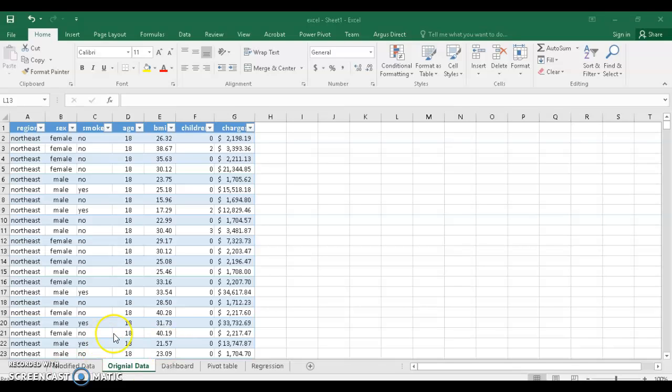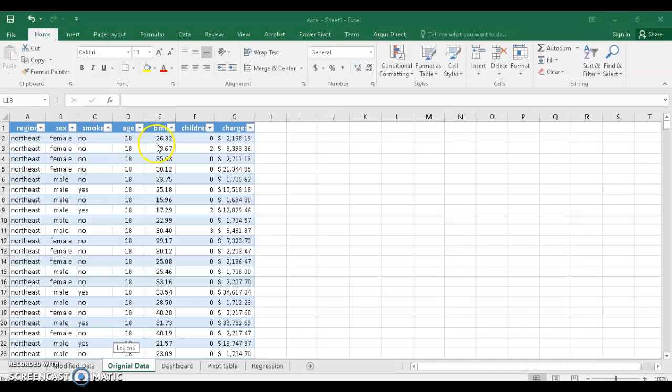This specific dataset from Kaggle has 7 columns. The region implies where the people are from. It has 4 factors: northeast, northwest, southeast, and southwest. For sex, it's very clear. And smoke just indicates whether these people smoke or not. And the age factor ranges from 18 to 64.